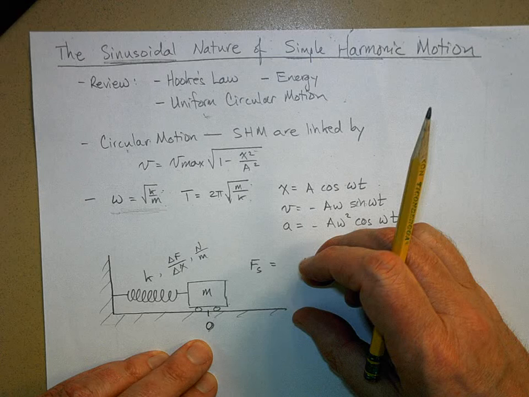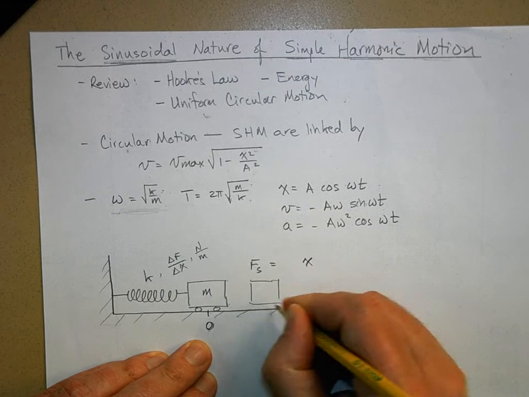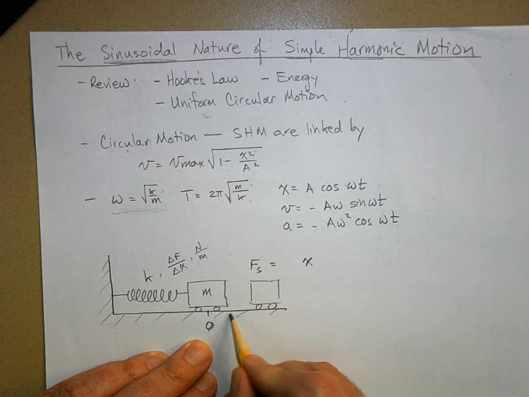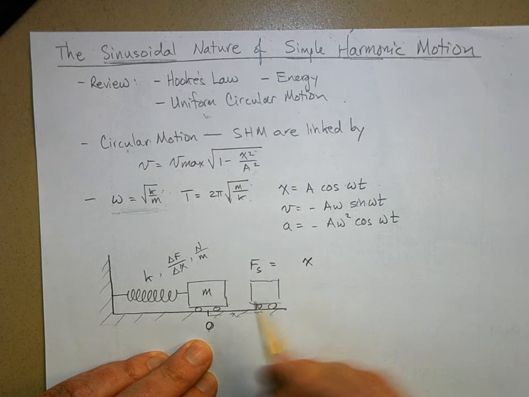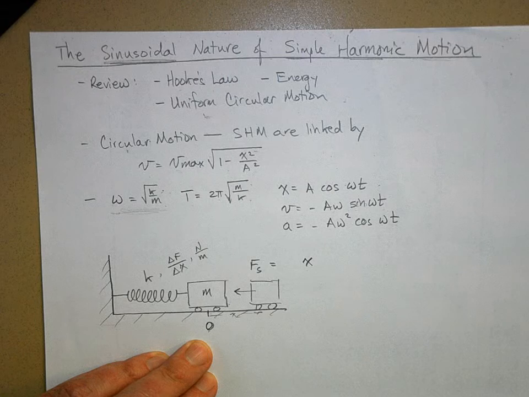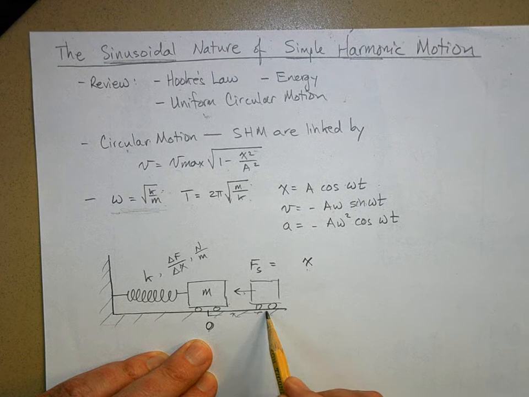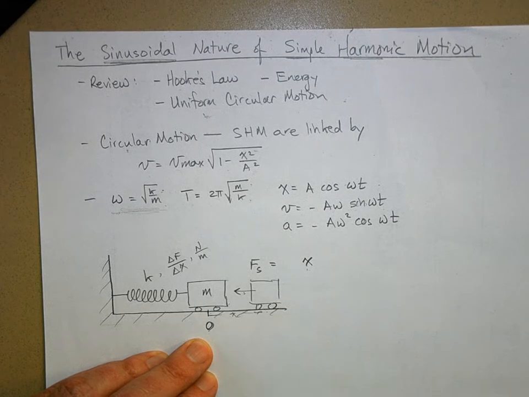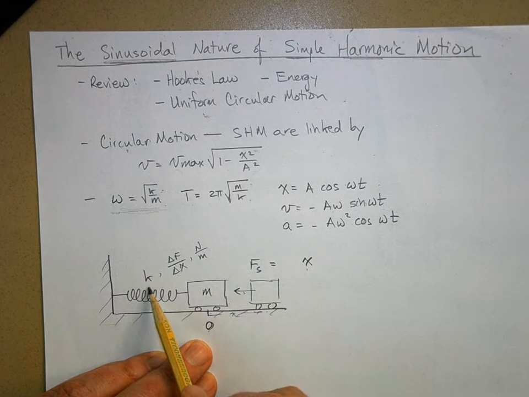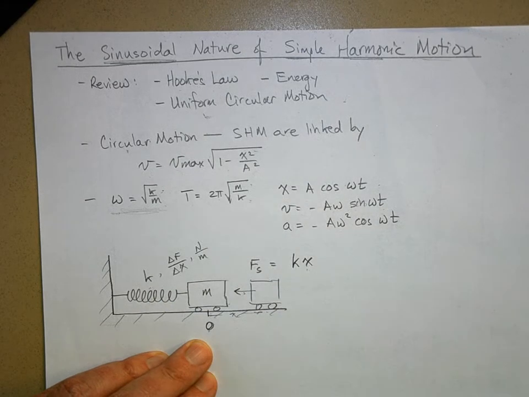But then if I stretch it out to some position like this, some distance x away, the spring is going to pull on it with some force. And this force, the spring force, is directly proportional to how much I've stretched it. How much force you get depends on how stiff the spring is, and so we have this spring constant here.